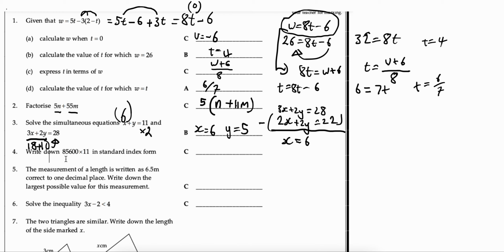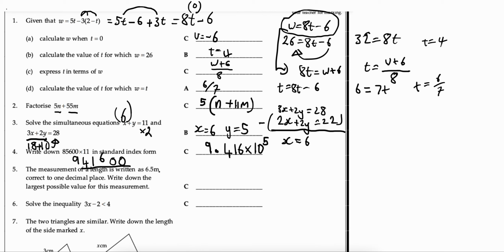Write down 85600 times 11 in standard form. So first thing you want to do is multiply it out. So do 85600 times 11, and we get 941600. Now to write it in standard form, we need a single digit in front of the decimal point. Write the rest of the non-zero digits, and we need to multiply by some power of 10. How many digits after the first digit? 1, 2, 3, 4, 5. So it will be 10 to the 5.